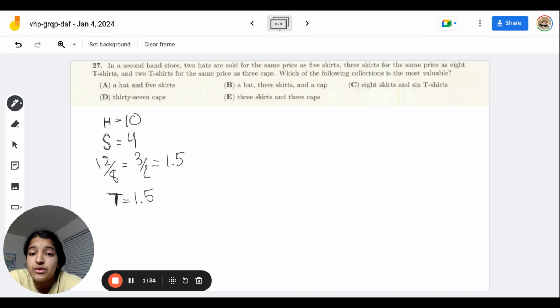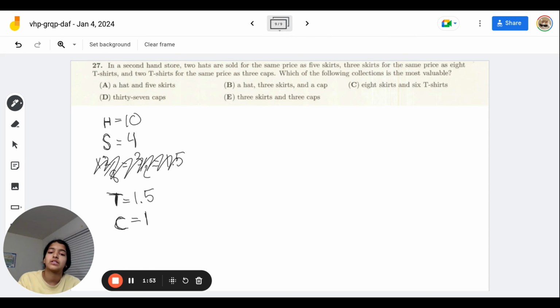And then 2 t-shirts are sold for the same price as 3 caps. So 1.5 plus 1.5 is 3, and it's sold for the same price as 3 caps. So that would mean that 1 cap equals $1. Great, so we assign dollar values. This was just some math.